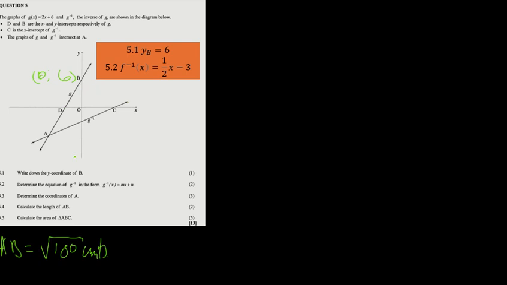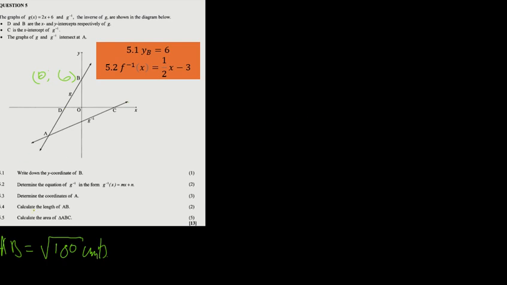Okay, from 5.4 we got the length of AB to be equal to the square root of 180 units. If you want to know how we did that, please click on the link here. Yeah, here it is, the one that is just appearing now.